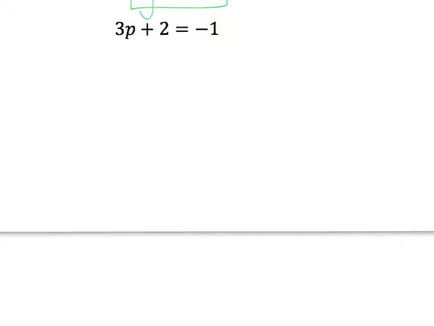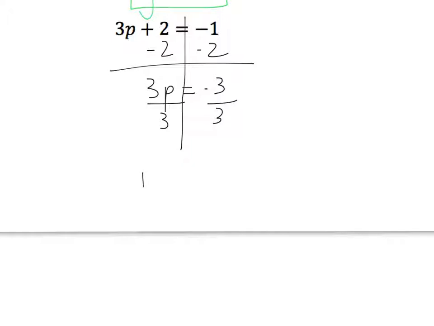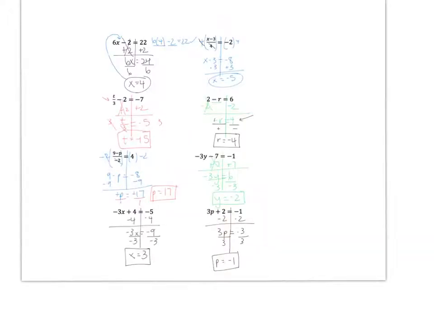All right, and last example on this page, I'm going to go ahead and subtract 2 and get 3p equals negative 3, then divide by 3, p equals negative 1. Great job following along. We went through a variety of different examples here to help you get started on solving two-step equations.